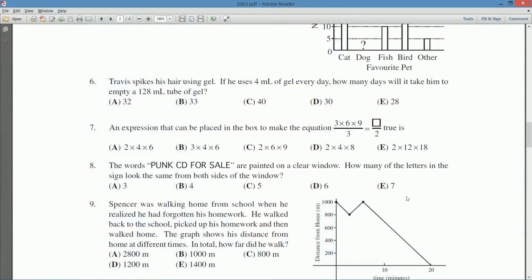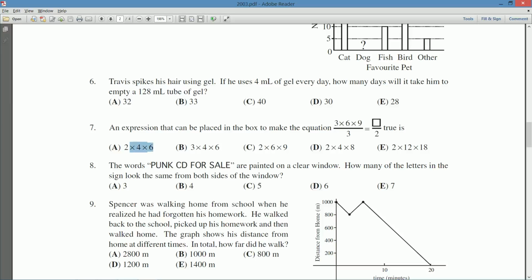An expression that can be placed in the box, this box over here, to make the equation 3 times 6 times 9 over 3 equals box over 2 true is... Okay. So, this is one of those multiple choice type questions where we can't really work our way to an answer. We sort of just have to take each one of these in turn and see which one might be the answer.